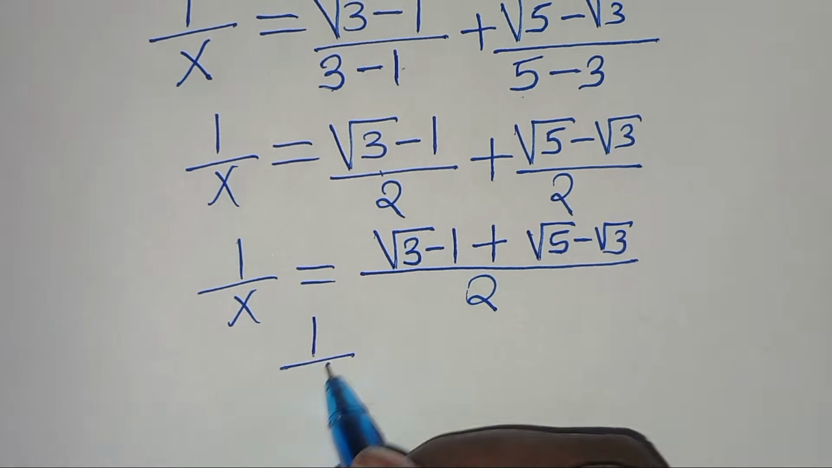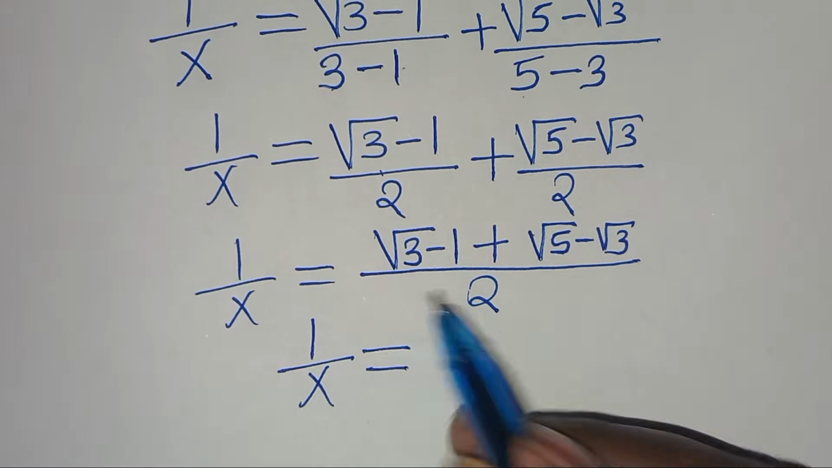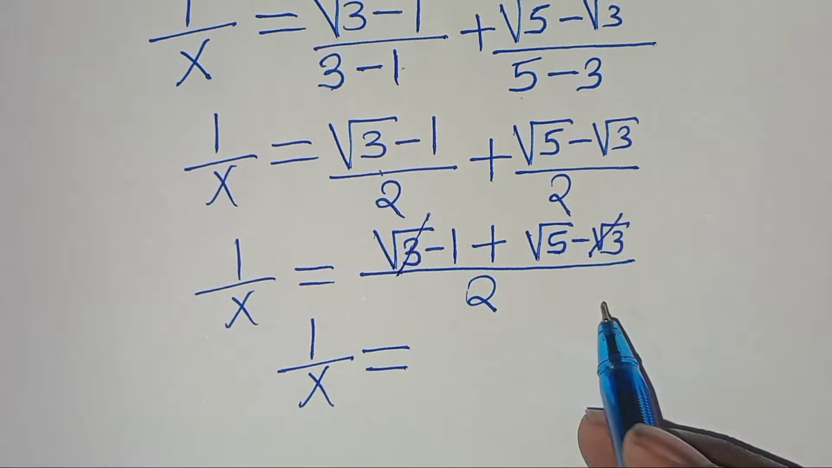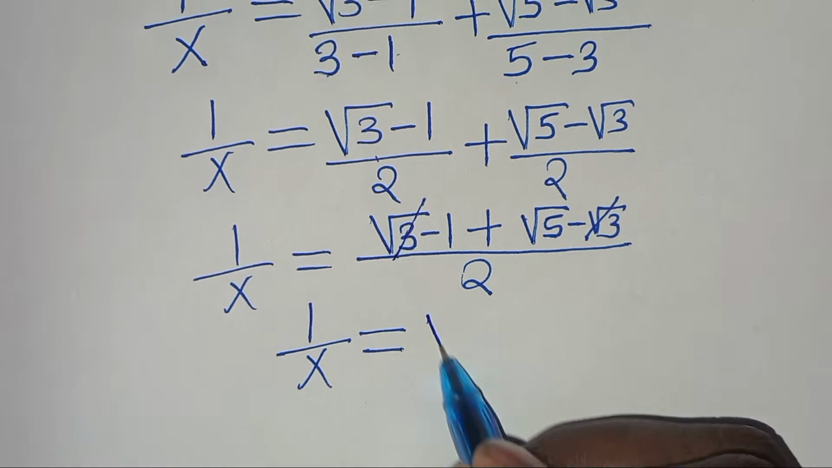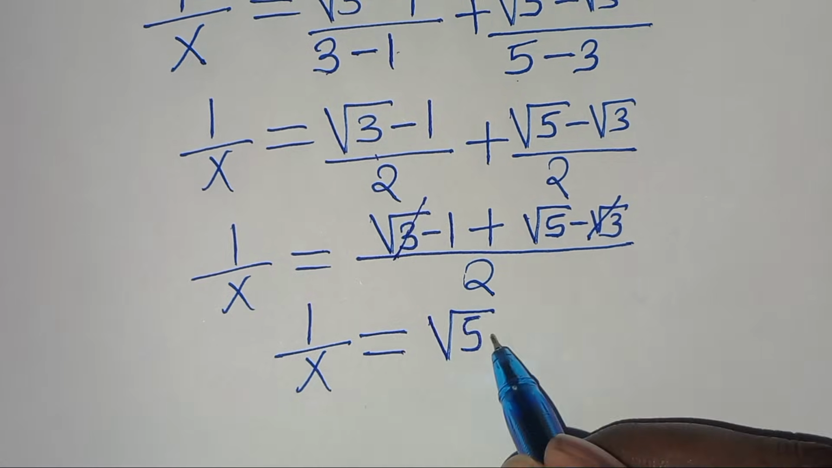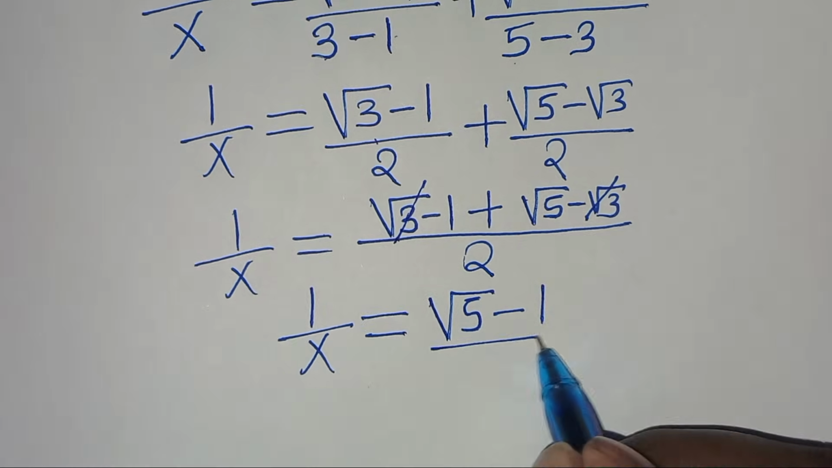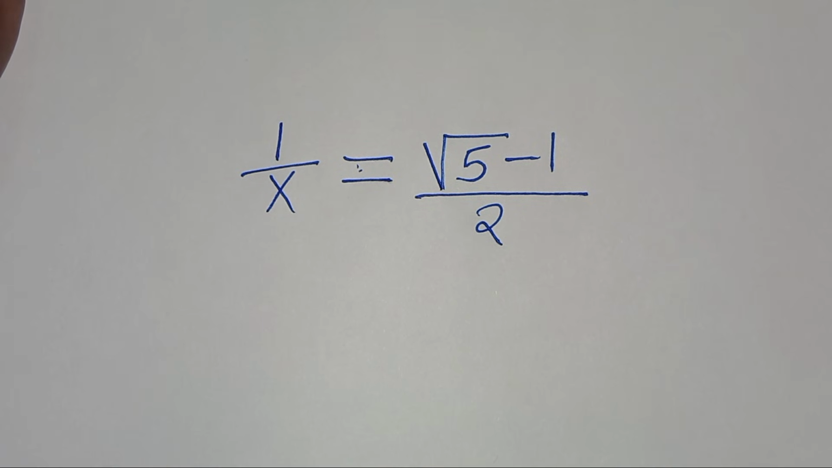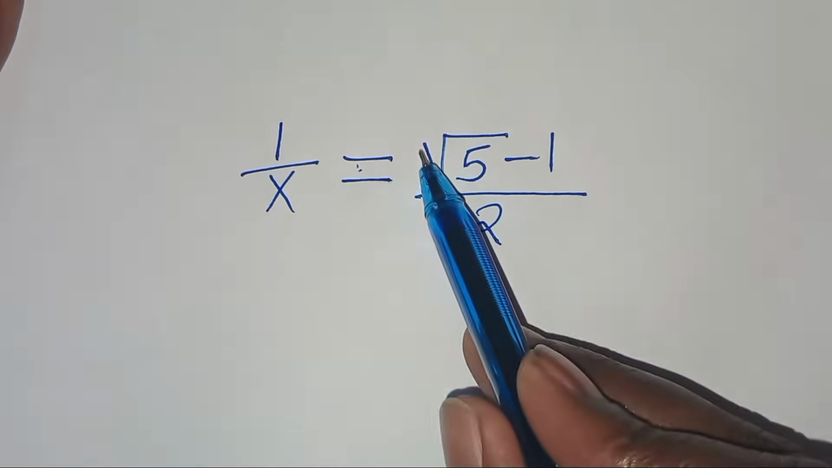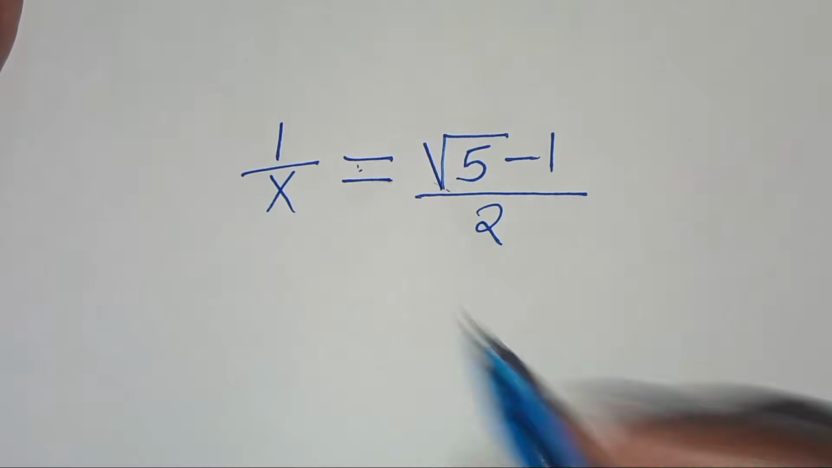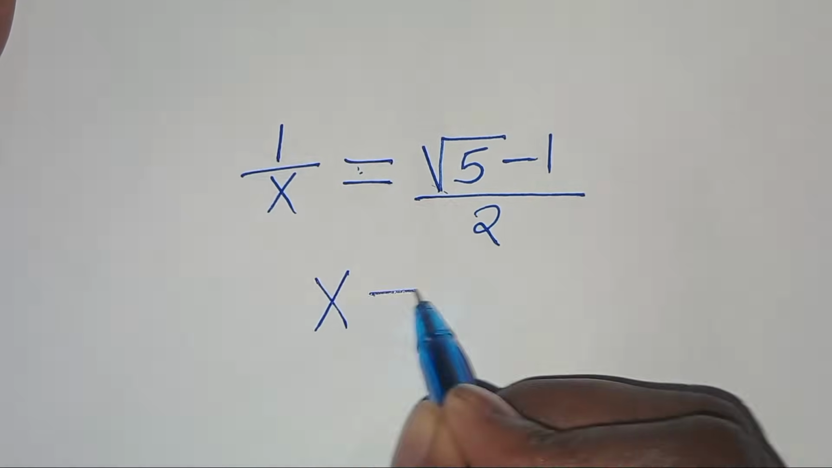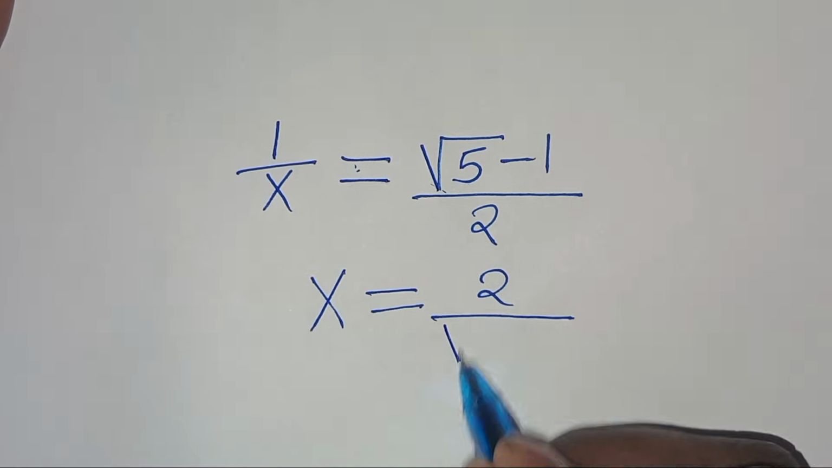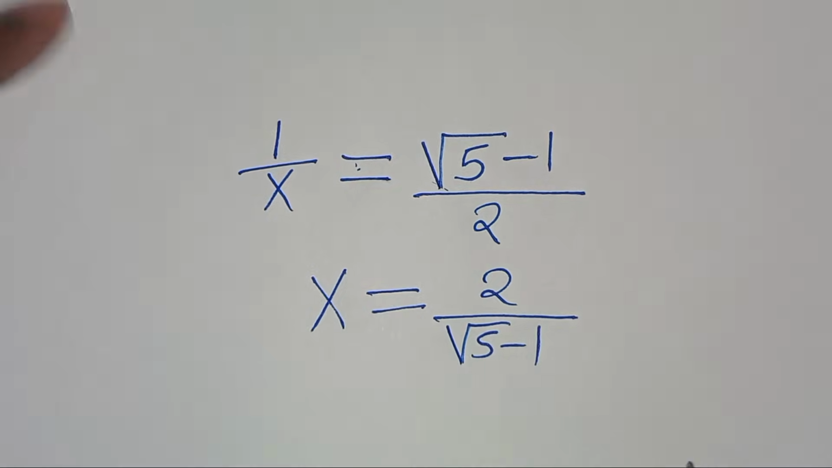So we have 1 over x. This is equal to square root of 3 minus square root of 3. This simplifies so that we have square root of 5 subtract 1 divided by 2. So 1 over x is equal to square root of 5 minus 1 over 2. And this means that x is equal to 2 over square root of 5 minus 1.